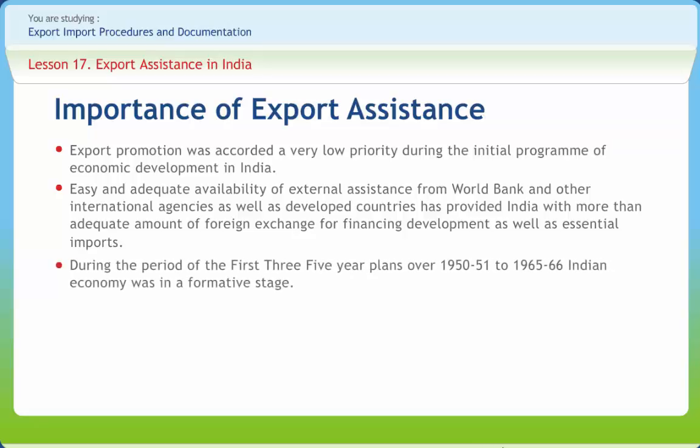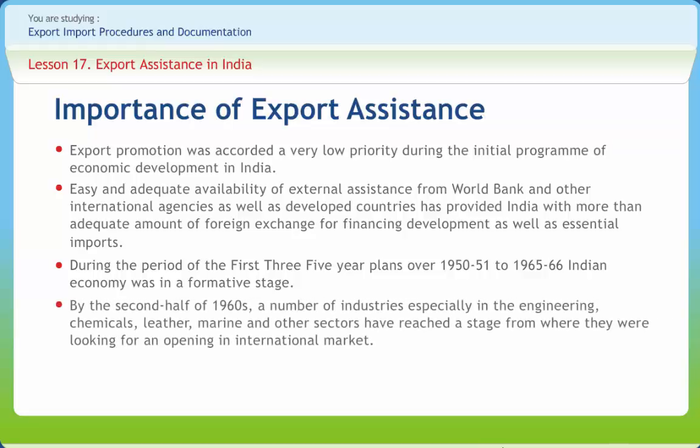Similarly, during the first three five-year plans over 1950-51 to 1965-66, the Indian economy was in a formative stage. Consequently, India's capacity to export manufactures or industrial products was extremely limited. However, after 1965-66, the aid flows to India were substantially reduced. Consequently, for the first time, India was made to depend significantly on her exports for acquiring foreign exchange to meet her needs of essential imports.